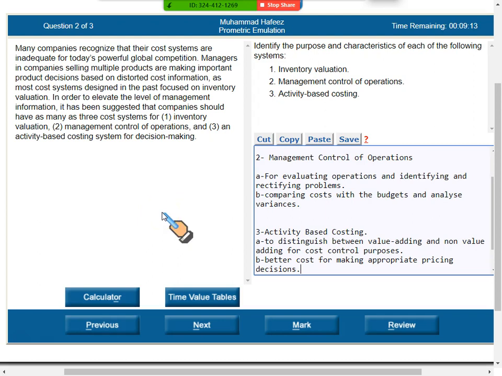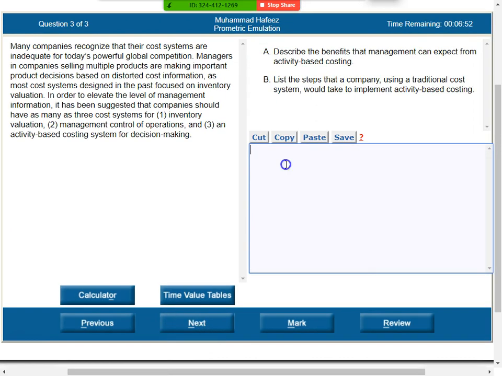Okay, so the next question is question number 3. That is the 3/3 of this essay type information. So clicking next. Describe the benefits that management can expect from activity-based costing. We have well discussed this during our lectures. Better cost control, better pricing, cost reduction, process improvement. These points to be explained in 1 or 2 lines only.